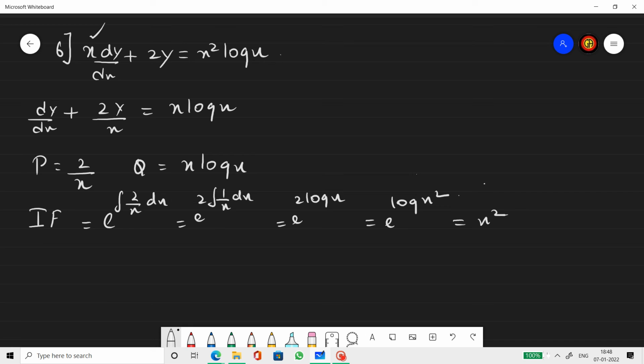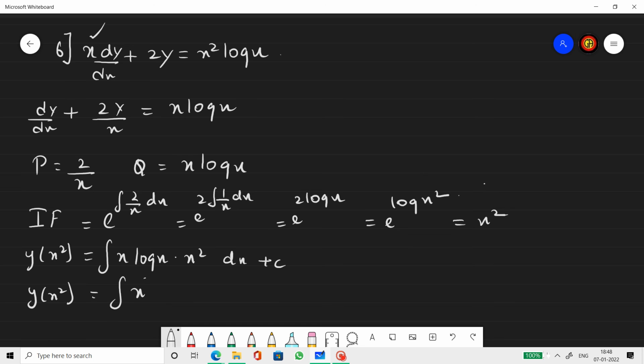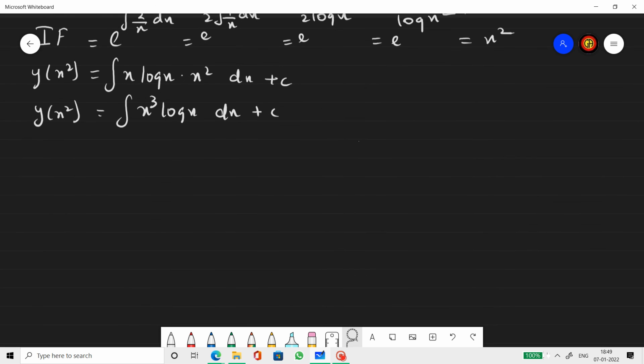Now the general solution. Y into x square equals integration of Q, which is x log x into x square dx plus c. So y into x square equals integration of x cube log x dx plus c. I have to integrate this term using parts now, because x cube is algebra and log is a logarithmic term. So I, L, A, T, E.